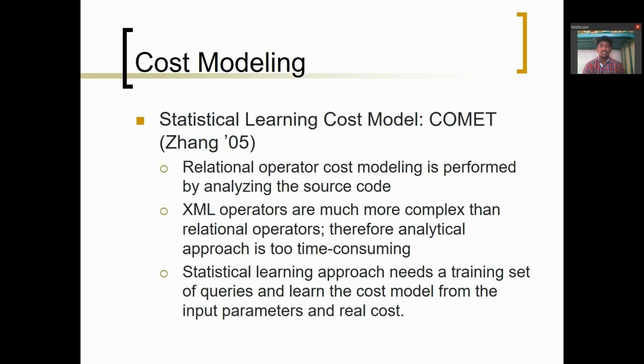Next is the statistical learning cost model. It was proposed by Zhang. Relational operator cost modeling is performed by analyzing the source code. XML operators are much more complex than relational operators. Therefore, the analytical approach is too time consuming. The statistical learning approach needs a training set of queries to learn the cost model from the input parameters and the real cost.